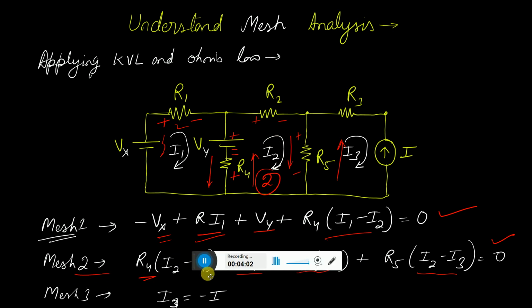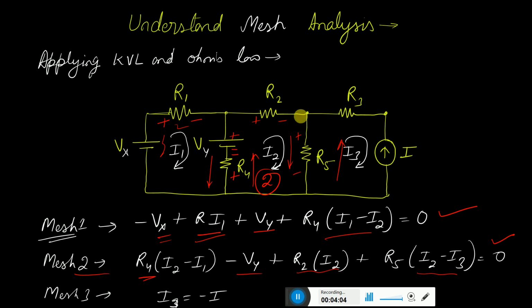Now for the equation for mesh 3, the good thing about mesh 3 is that there is a current source in it, and this current source is not shared with anybody else; it is only in mesh 3. And since it is a current source, the current flowing in this wire is I, which is already given.